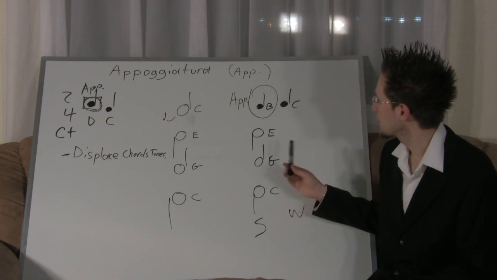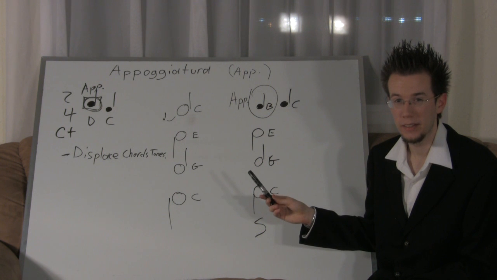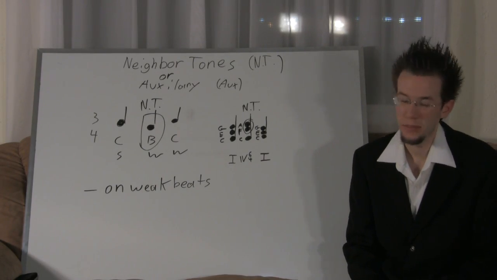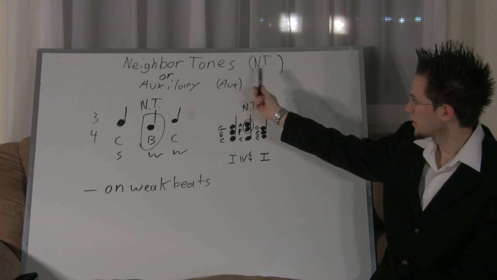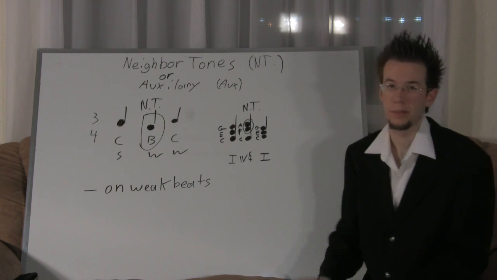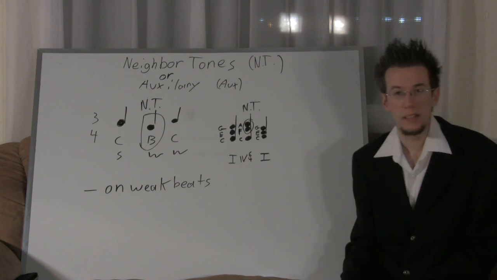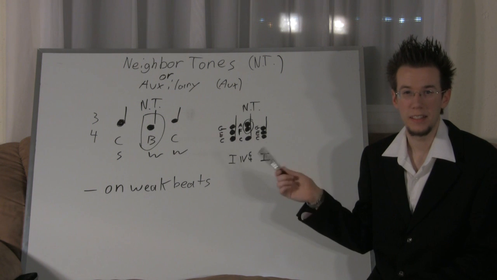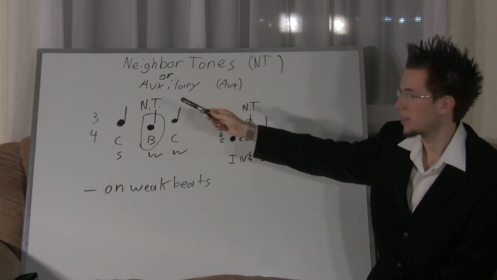Anyway, so appoggiaturas, strong beats. All right, let's go to the next one. The next one here is another fairly common non-chord tone, and it's called a neighbor tone, or neighbor tones. I guess I should have written neighbor tone, but sometimes you have more than one. It also has another name that I'm familiar with. I can think of them both ways, because when I was first taught, I was taught one terminology and then later I was taught the other.